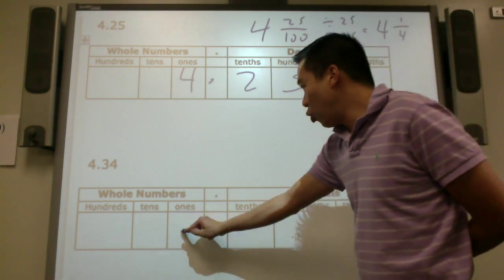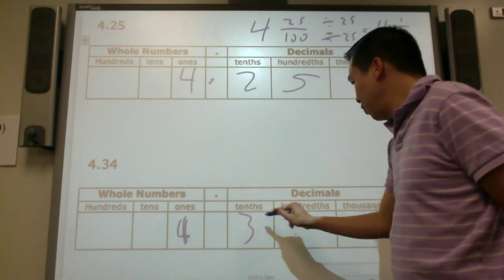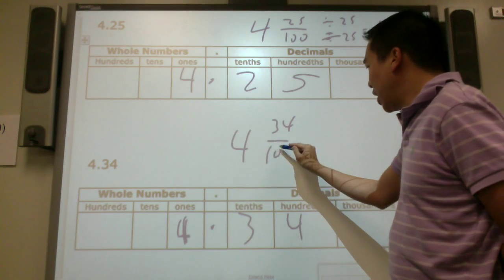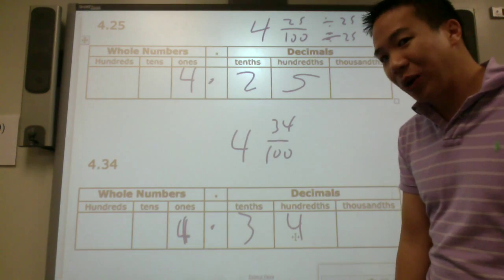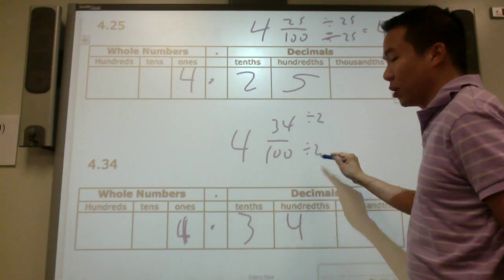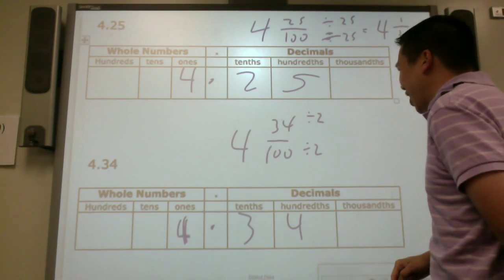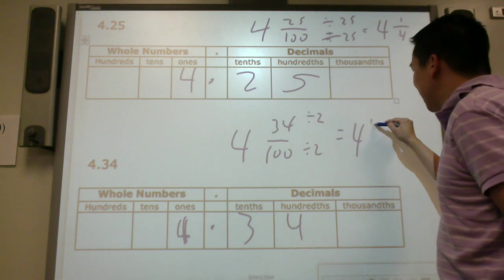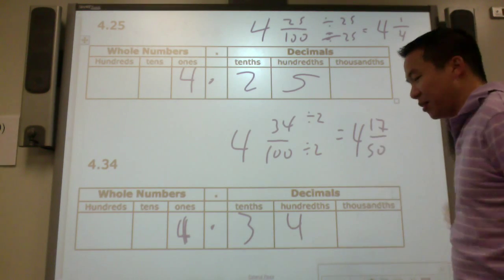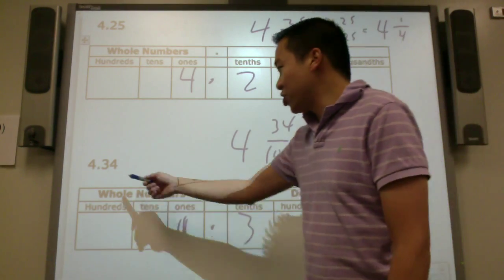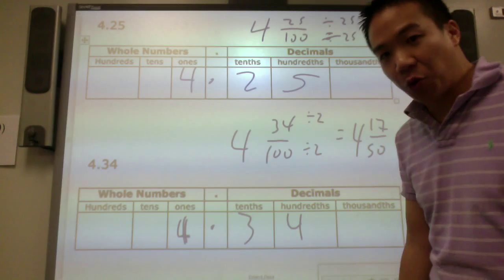Next one. 4 and 34 hundredths. Can I simplify or rename this? I can. How can I break this down? They're both even, so I'm going to divide by 2. What's half of 34? 17. Half of 100 is 50. So it's 4 and 17/50. It's the same as saying 4 and 34/100, which is the same as writing the decimal 4 and 34 hundredths.